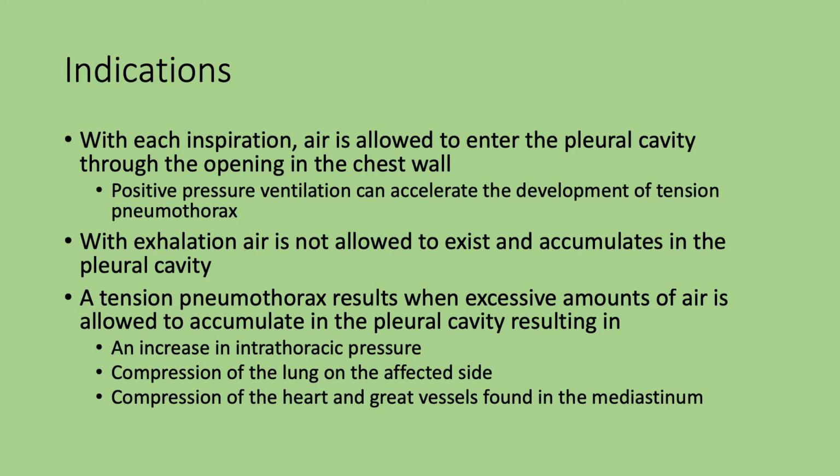A tension pneumothorax results when excessive amounts of air are allowed to accumulate in the pleural cavity, resulting in an increase in the intrathoracic pressure, a compression of the lung on the affected side, and compression of the heart and great vessels that are found in the mediastinum.